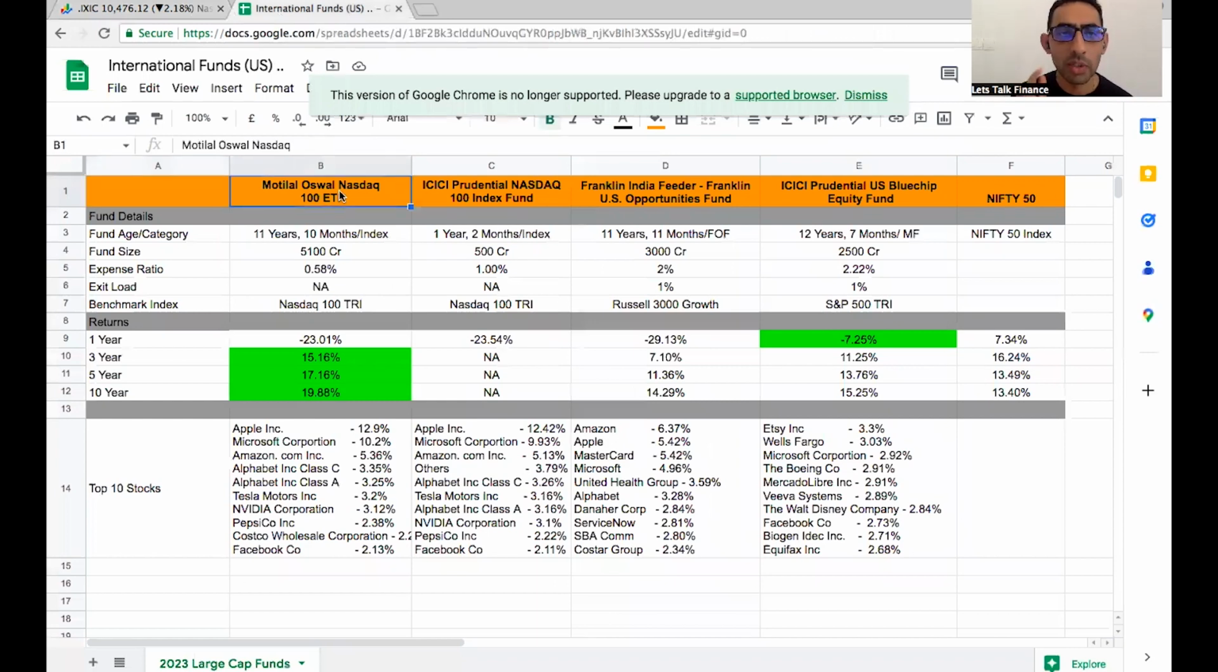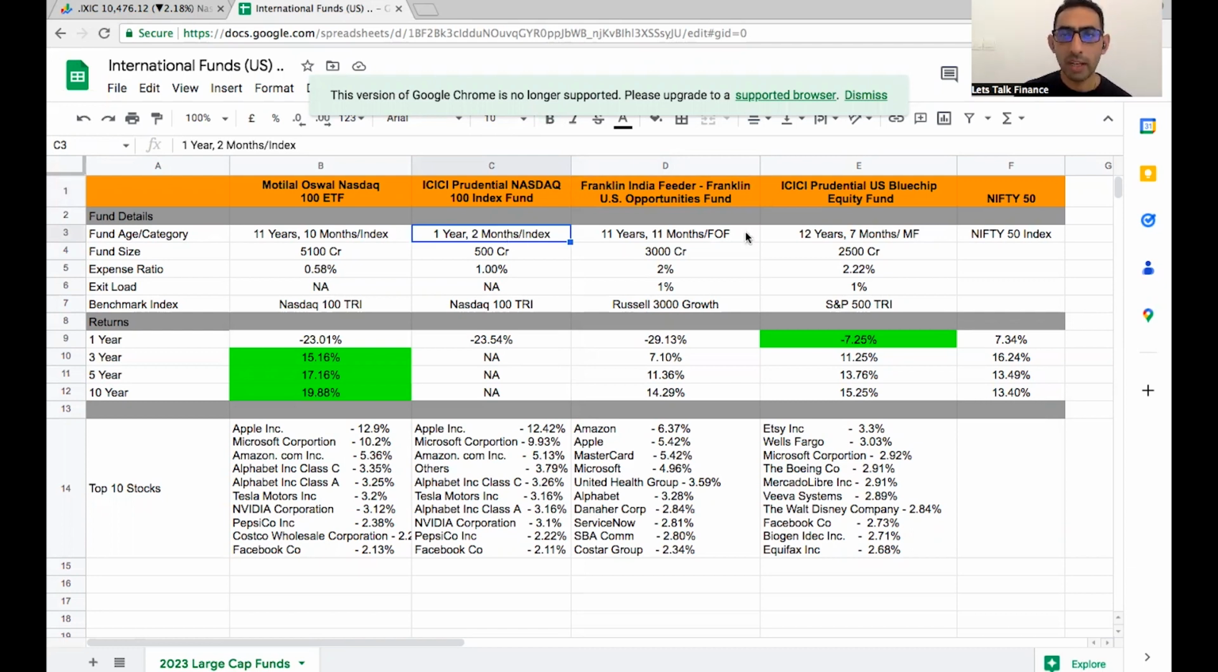Now let me quickly show you how old these funds are. So if you see here, Motilal Oswal SSA Blue Chip Fund and Franklin Feeder US Opportunities Fund, all of these funds are close to 11 to 12 years old. So these are not new funds. ICICI Prudential Index Fund, that is 1 year and 2 months old. Apart from that, all the other funds are close to 12 to 11 years old.